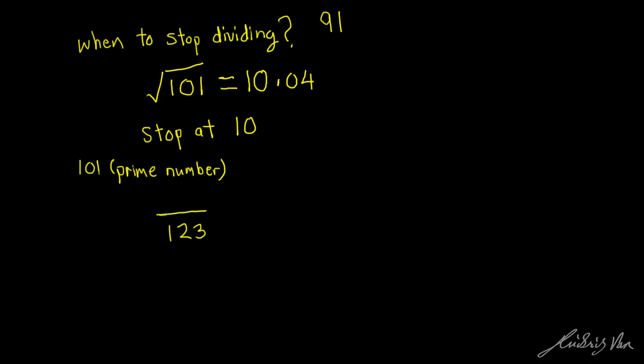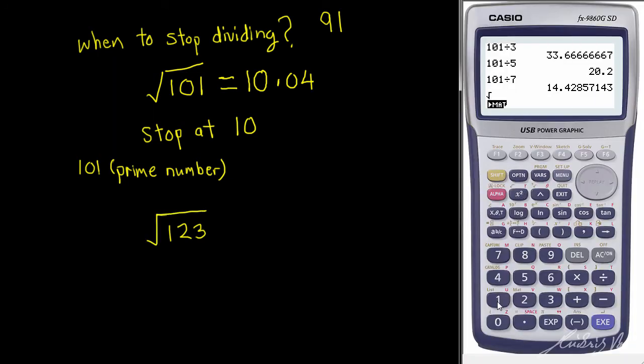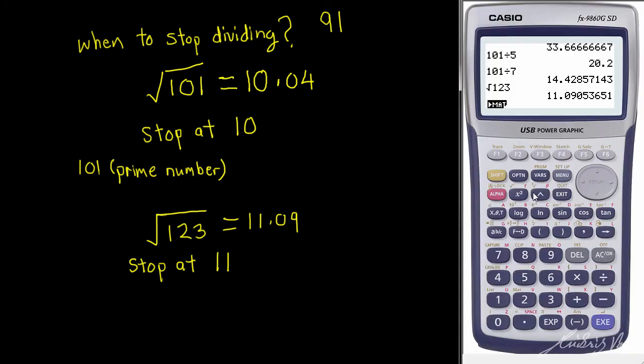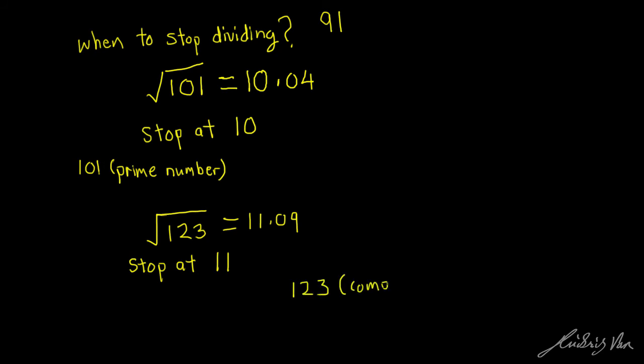For example, 123, when do we stop? Square root 123, and we will get 11.09. So we know to stop at 11. So let us divide 123 by 3. Oh, we actually get a whole number in this case. So 123 is actually a composite number.